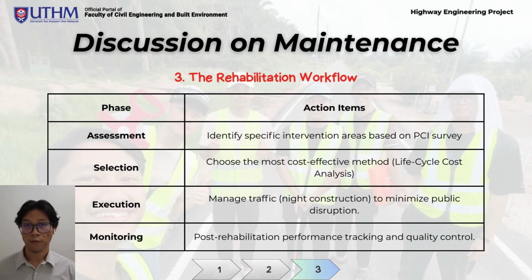The rehabilitation workflow begins with a detailed assessment to identify priority intervention areas based on the PCI results. Next, the most cost-effective treatment method is selected through life cycle cost analysis. Construction execution will include proper traffic management, such as night work, to minimize disruption. Finally, post-rehabilitation monitoring is conducted to ensure long-term pavement performance and quality control.